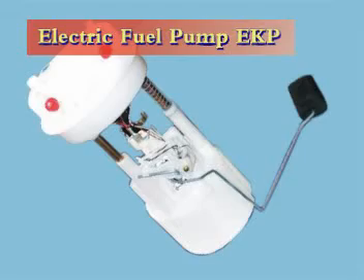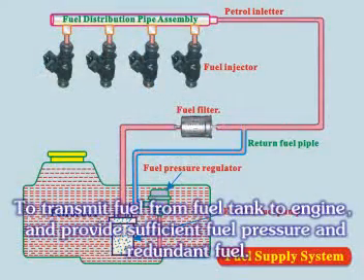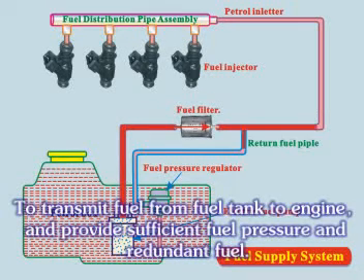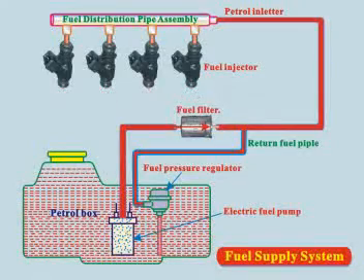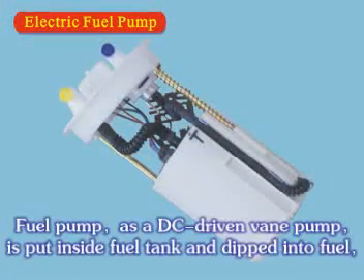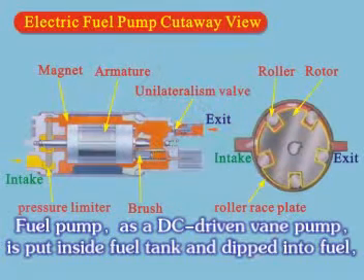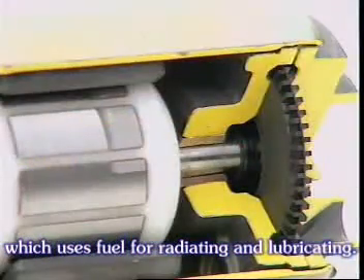Electric fuel pump, EKP. To transmit fuel from the fuel tank to the engine and provide sufficient fuel pressure and redundant fuel. The fuel pump, as a DC-driven vane pump, is put inside the fuel tank and dipped into fuel, which uses fuel for radiating and lubricating.